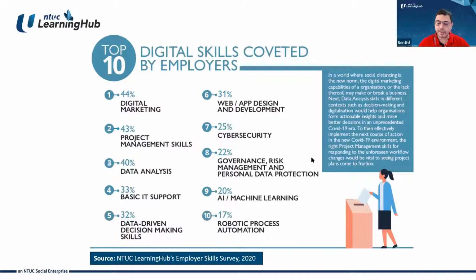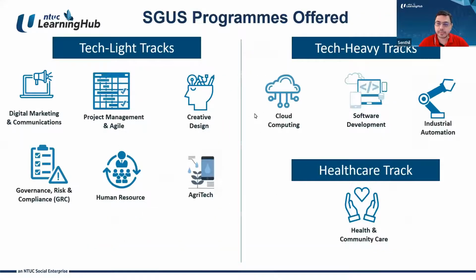Before we proposed these SGUnited programs, which we are going to talk about very soon, we actually did research. In 2020, we did a survey with our corporate customers, who are the employers. We asked them what the top skills are that they are looking for. From that survey, we identified the top 10 digital skills coveted by employers in Singapore, namely digital marketing, project management, data analytics, IT support, web app development, cybersecurity, and so on. Based on this skills demand, that is how we proposed the SGUnited Skills program to SkillsFuture Singapore.